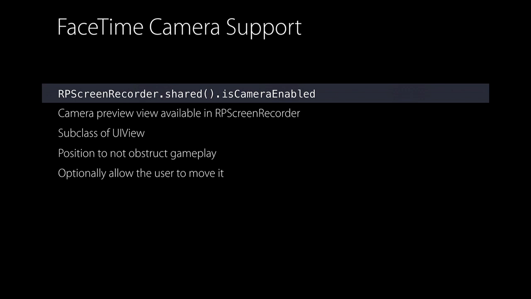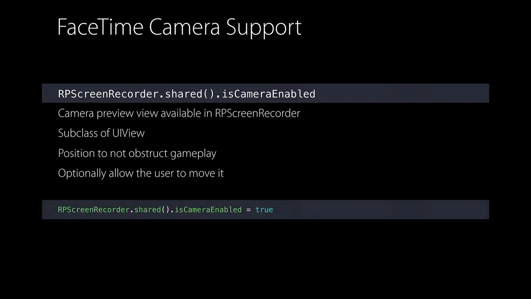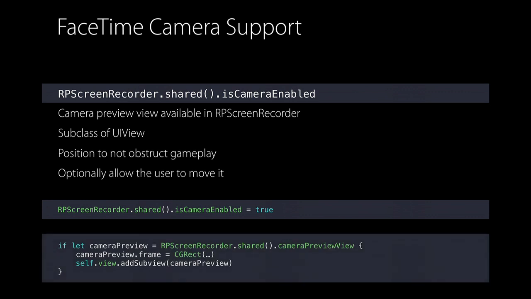So looking at the code here, we're simply setting the isCameraEnabled property to true during recording or broadcast. Then we get a cameraPreviewView instance. Then set its geometry to position it, and then simply add it as a subview to your game view.